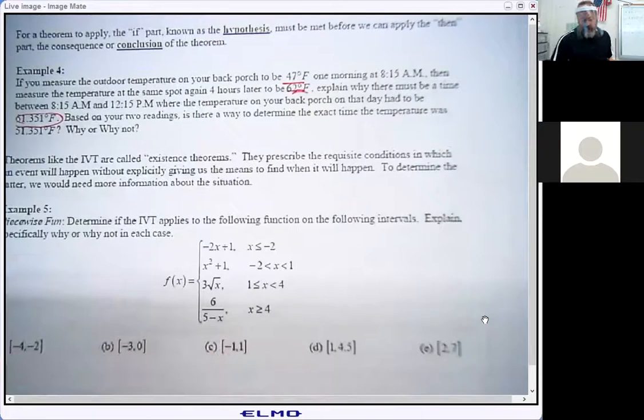So piecewise, determine if the intermediate value theorem applies. Now, one of the things that's important is when does the IVT apply?